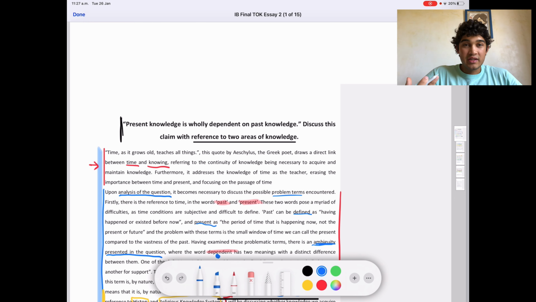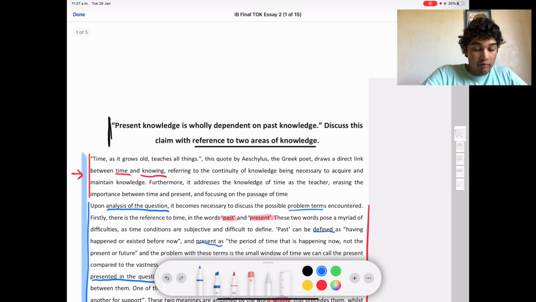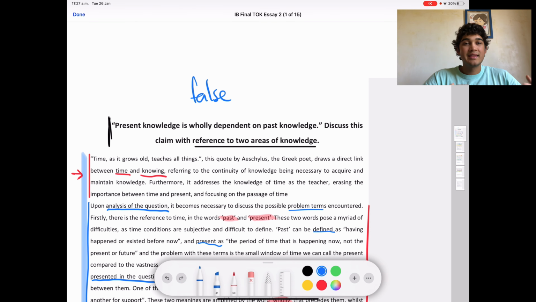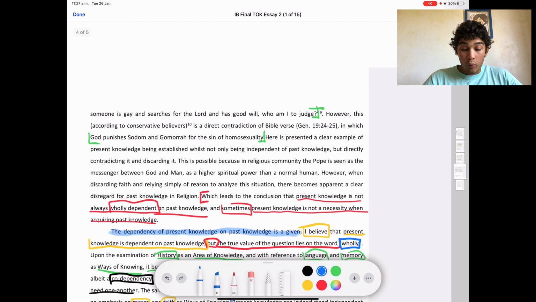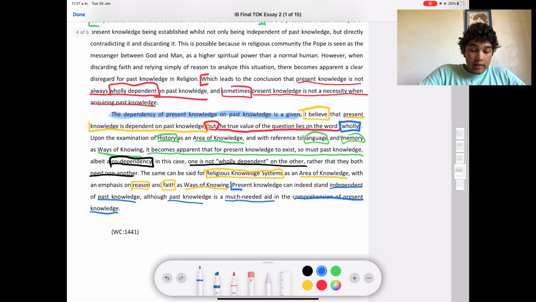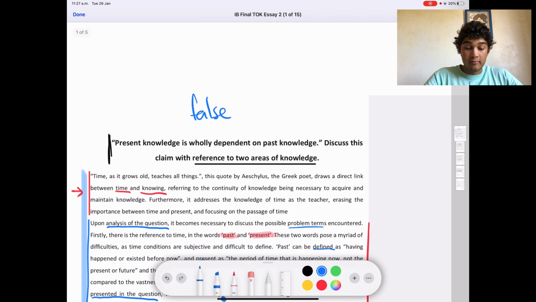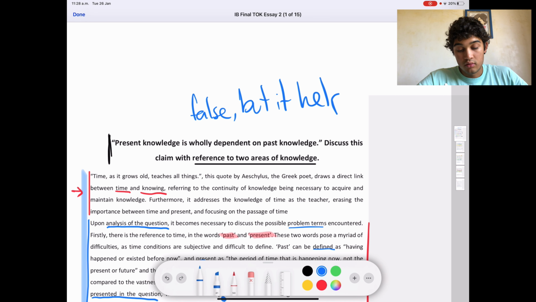So here, if I was to answer this question, present knowledge is wholly dependent of past knowledge, false, right? That's basically the answer. However, it is a much needed aid in the comprehension of present knowledge. False, but it helps. That's basically what I'm saying. It's not wholly dependent, but it helps. And in some cases it might be dependent, and in some cases it might not be dependent.